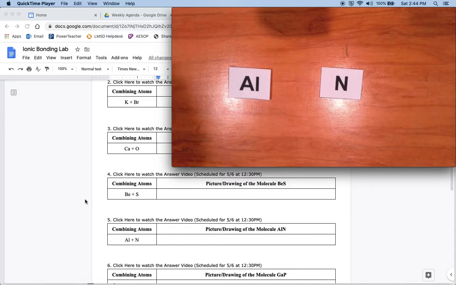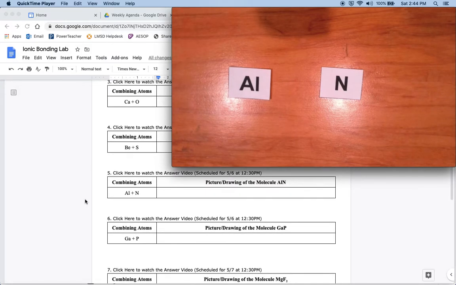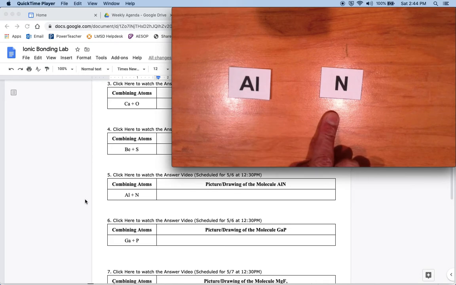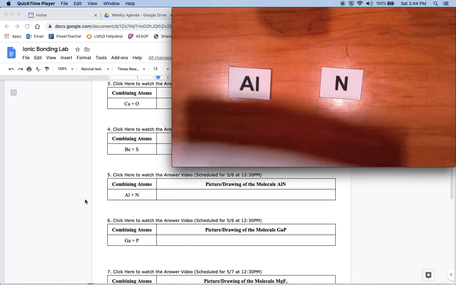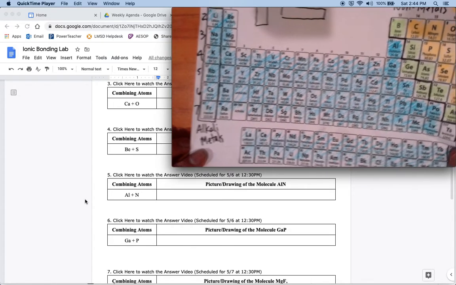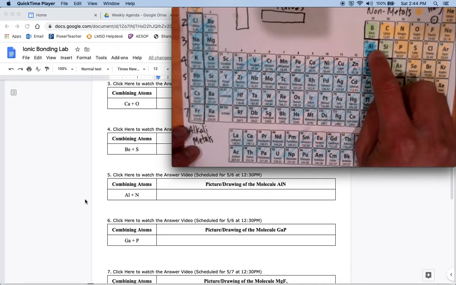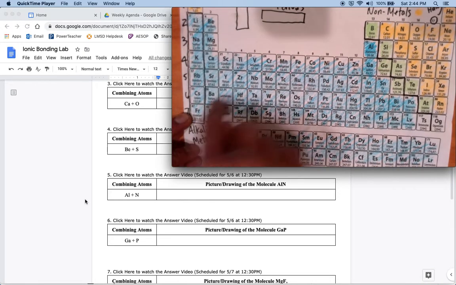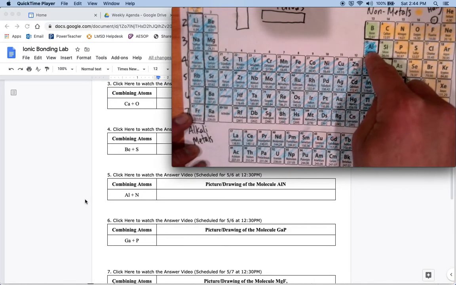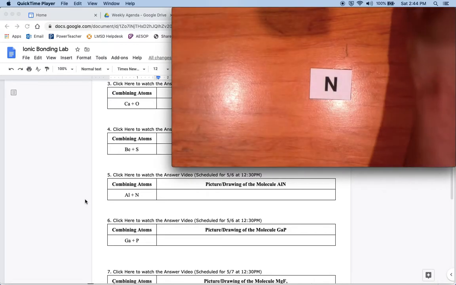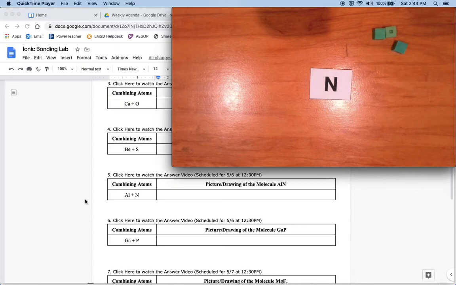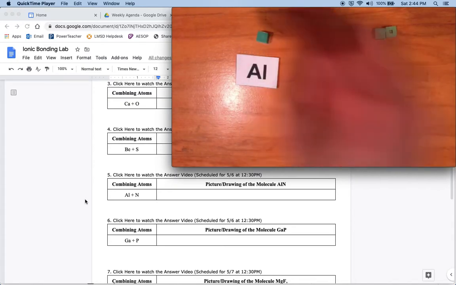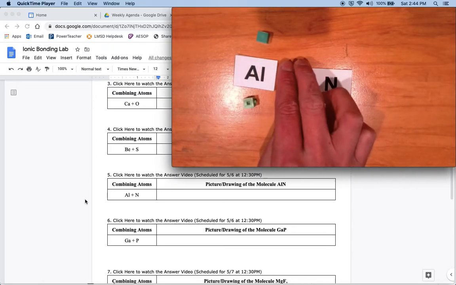All right, our fifth one is aluminum and nitrogen together to make aluminum nitride, right? So first thing we do is we go to our periodic table, do our electron dot diagrams, right? So if I look over here, aluminum is right there. So I know if I'm counting, it goes one valence electron, two, it's in the third, so it's got three valence electrons. It has three valence electrons around it.